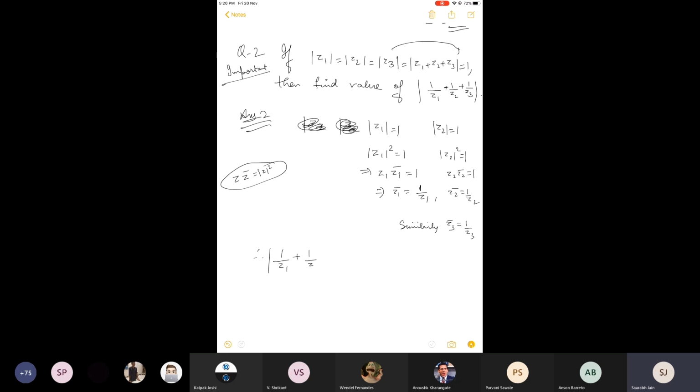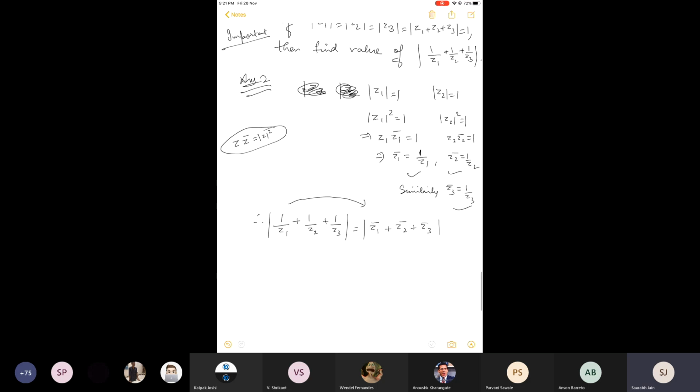Now mod of 1 by Z1 plus 1 by Z2 plus 1 by Z3 equals. In place of 1 by Z1, I can write Z1 bar. In place of 1 by Z2, I can write Z2 bar. In place of 1 by Z3, I can write Z3 bar. Why? I have just proved these results. Till now, I have used property 5 three times, that is z z bar is mod z square. On the basis of that, I have changed the expression in the question to mod of Z1 bar plus Z2 bar plus Z3 bar.